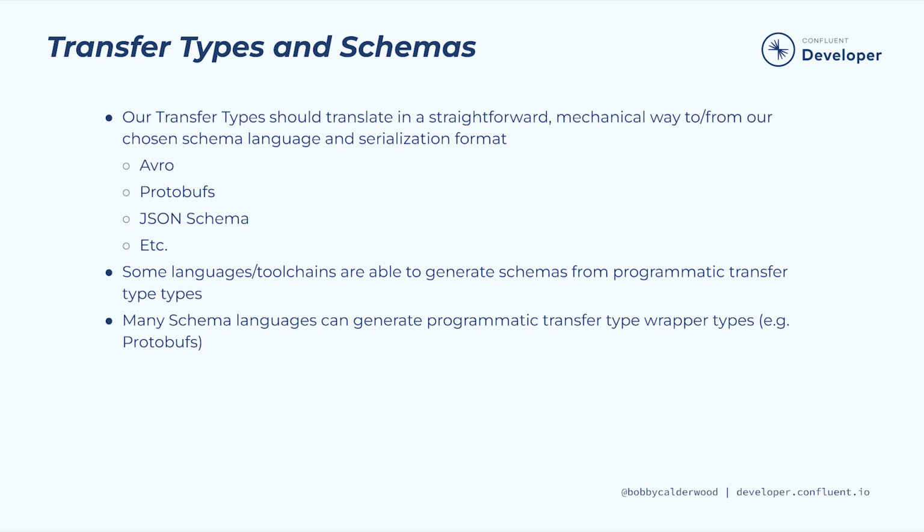Avro and protocol buffers, or protobufs, both have toolchains in several languages that enable the definition of transfer types in a special interface definition language syntax, and then the generation of programmatic types for use in our applications. JSON schema also has wide language support and can be used to validate JSON values stored or transmitted as strings. All three of these transfer type formats, Avro, protocol buffers, and JSON schema, are supported by the Confluent Schema Registry, as we'll discuss in a bit more detail in the next module.